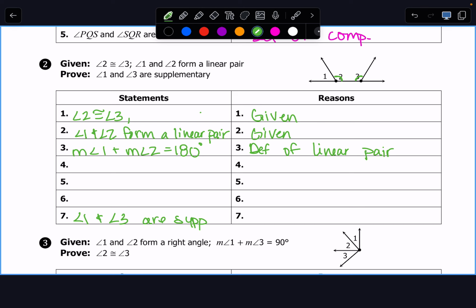Natalie? Okay, can we do substitution right now? No. We first have to say that the measure of angle 2 is equal to the measure of angle 3 by the definition of congruence. Up here it's congruent. Here this is an equation with an equal sign, so we need to convert that. Now we can say, hey, the measure of angle 2 is the same as the measure of angle 3.